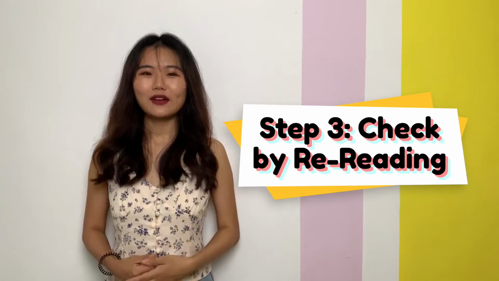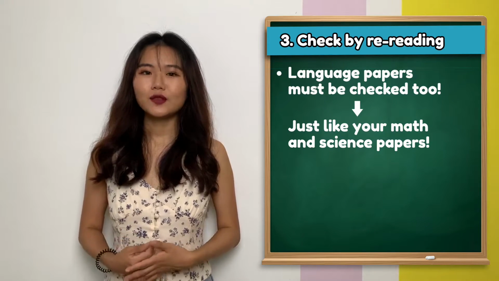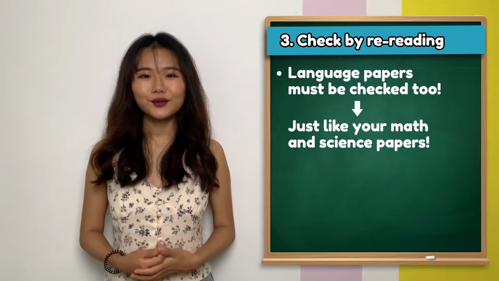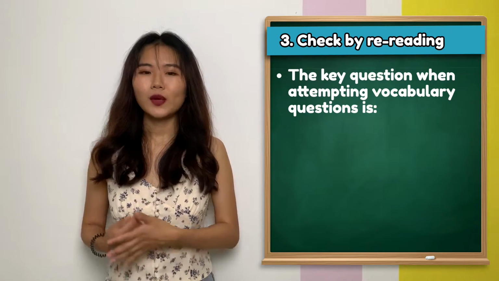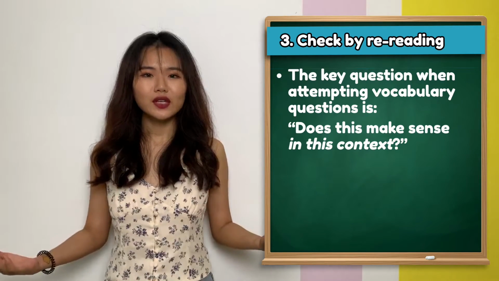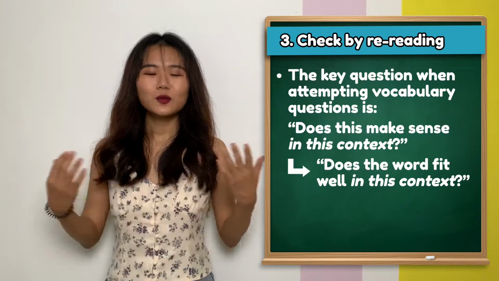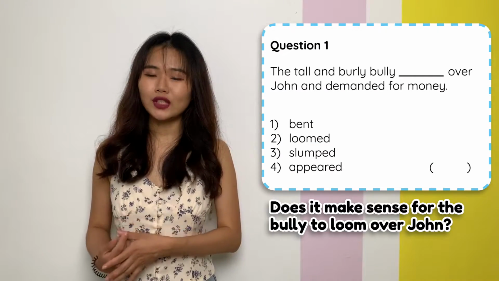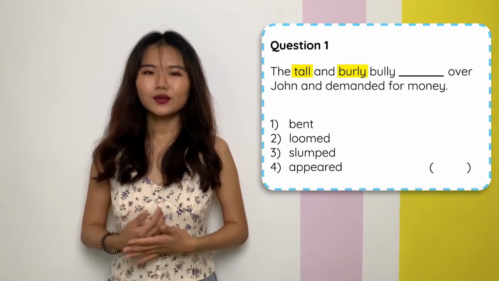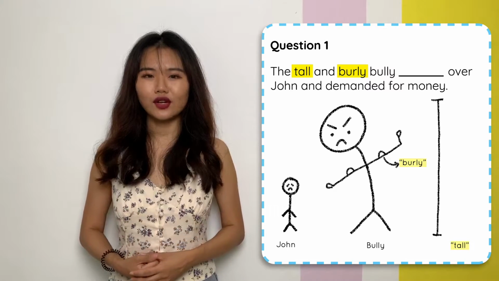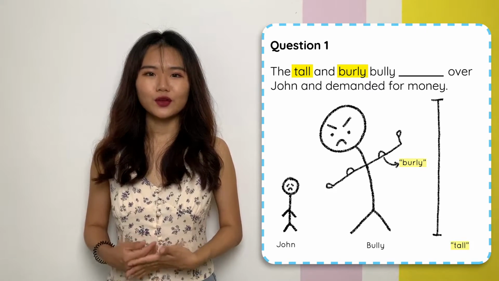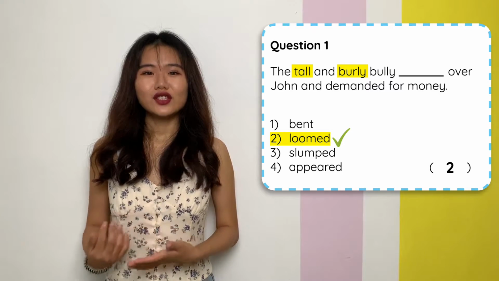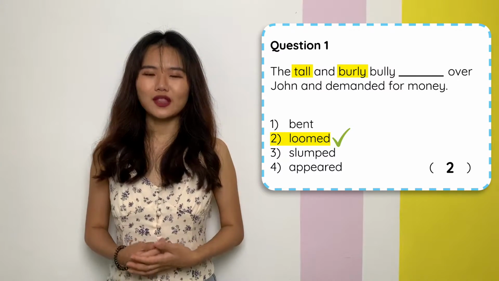Step 3. Check by rereading. Finally, it's time to check your work. Just like how you check your math and science papers, language papers must be checked too. The key question you need to ask yourself when attempting vocabulary questions is, does this word fit this particular context? Does the word fit well with the rest of the sentence? So, looking at the above question, does it make sense for the bully to loom over John? Do the contextual clues tell us that the bully was much bigger in size than John and frightening to him? Looking at our contextual clues, tall and burly, it seems like our answer loomed over is more than appropriate. John is definitely afraid and loomed over must be the correct answer.